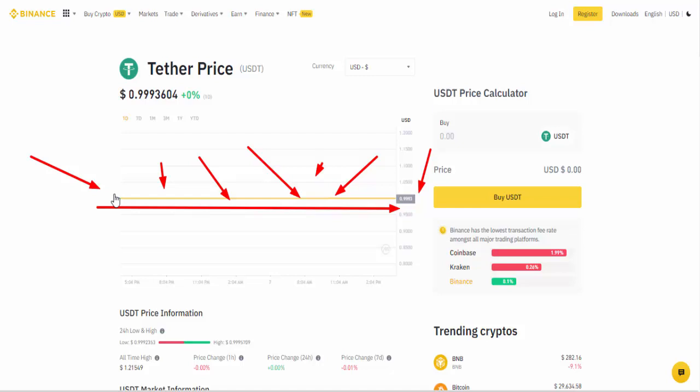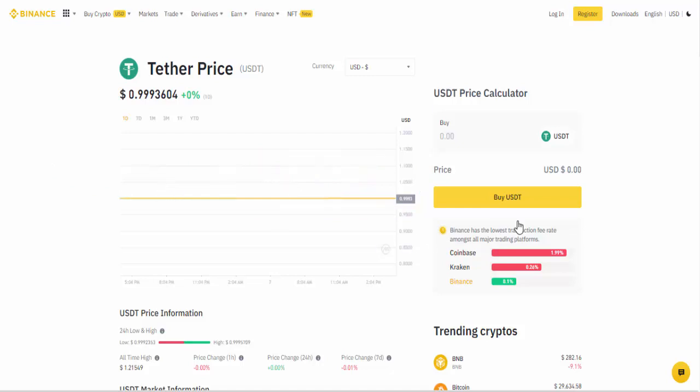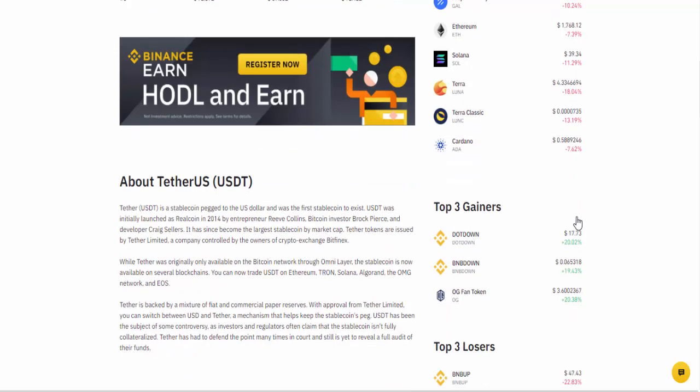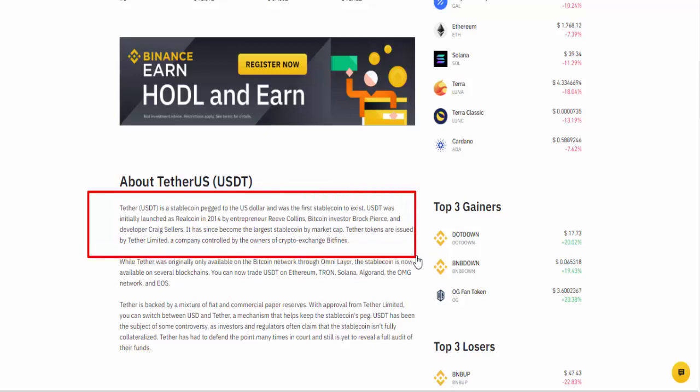So this coin is most commonly used to hold currency. Tether USDT is a stable coin pegged to the US dollar, the first stable coin to exist. USDT was initially launched as Realcoin in 2014 by entrepreneur Brock Pierce.